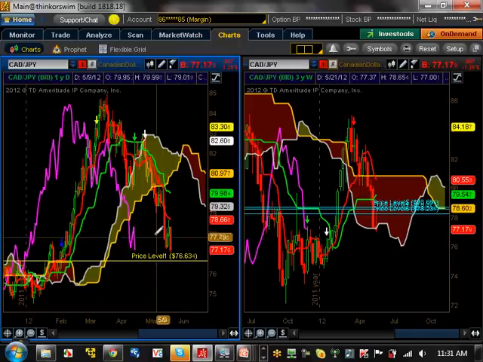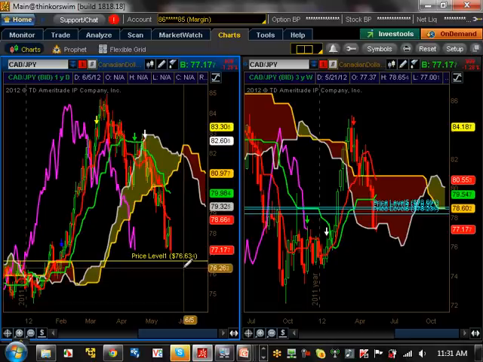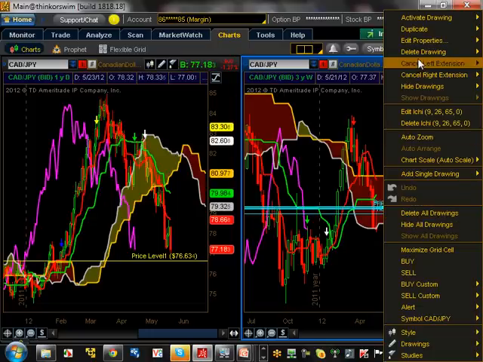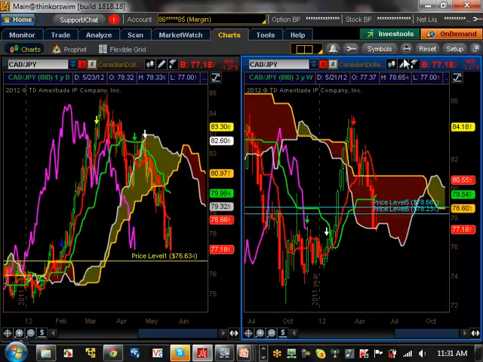CAD Yen, you can see the major support level now is 76.63. This thing is breaking down even today. It's down 100 pips. Let me get rid of all these little drawings here. There's too many of them.